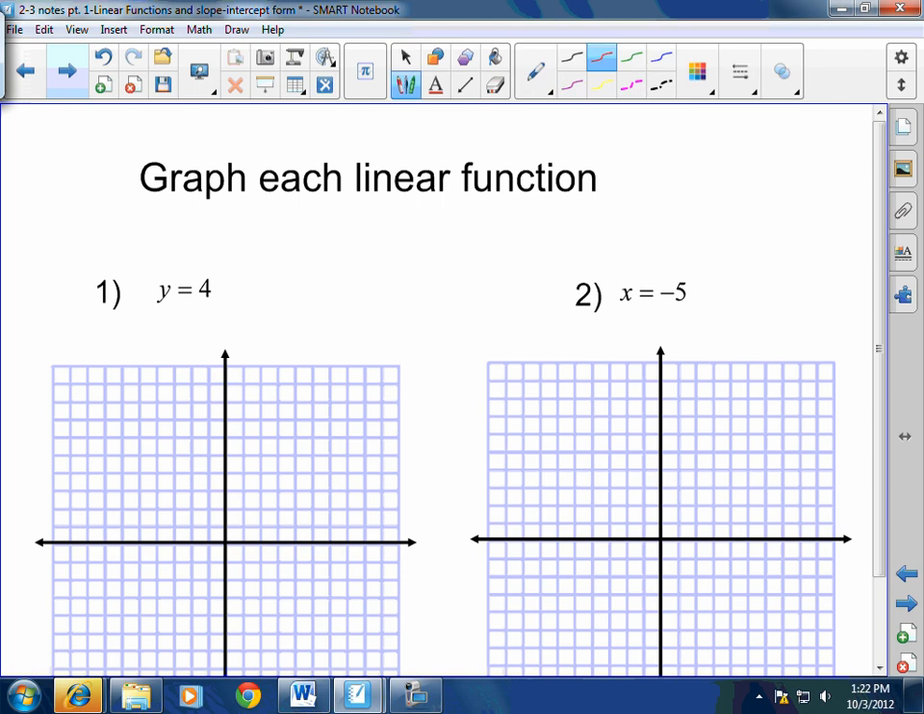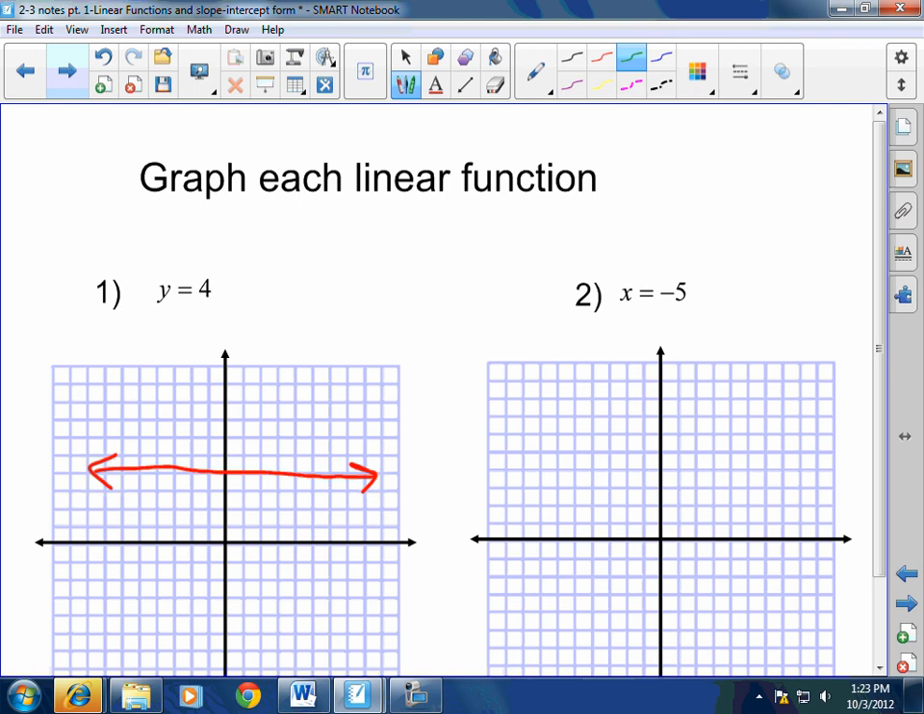Okay, some special categories. We already saw this, didn't we? Y equals 4. What kind of a slope is a y equals 4 line? Zero slope. What kind of a line is it? Horizontal or vertical? And it's going through the 1, 2, 3, 4 on the y-axis. Beautiful, gentlemen.